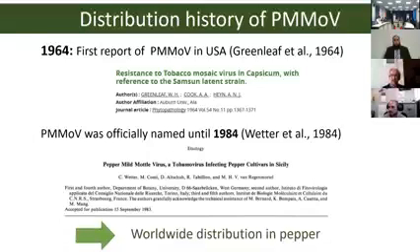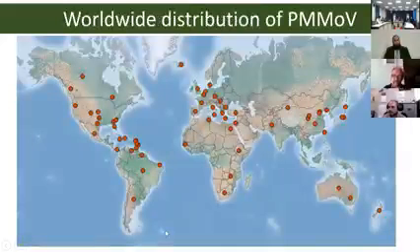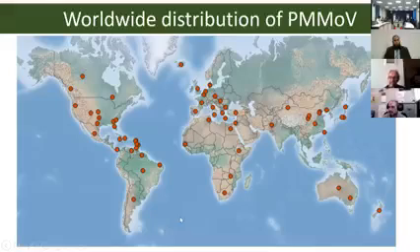Now, moving on to pepper mild mottle. The first report was in 1964 in the USA. The virus was officially named in 1984, and now there is a worldwide distribution in pepper. As you can see again with pepper mild mottle, the virus now is everywhere where pepper is cultivated.